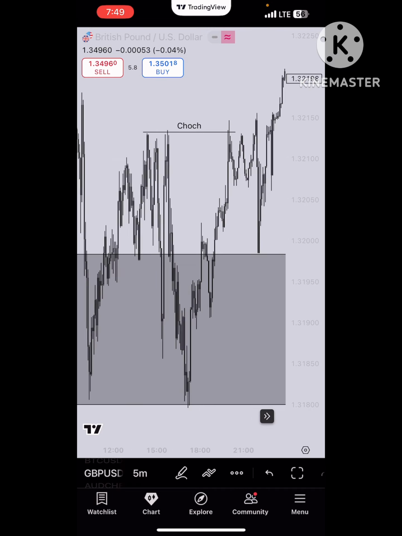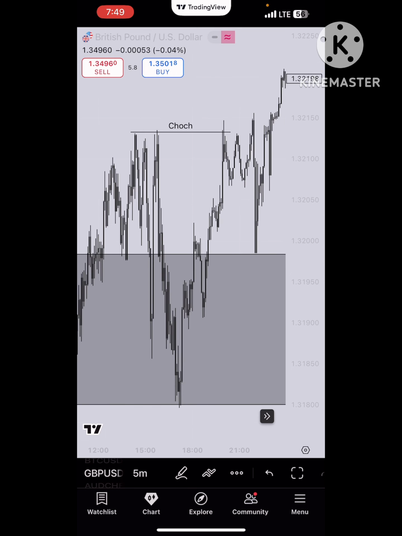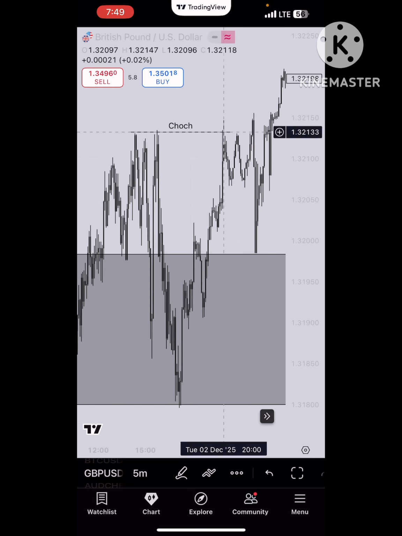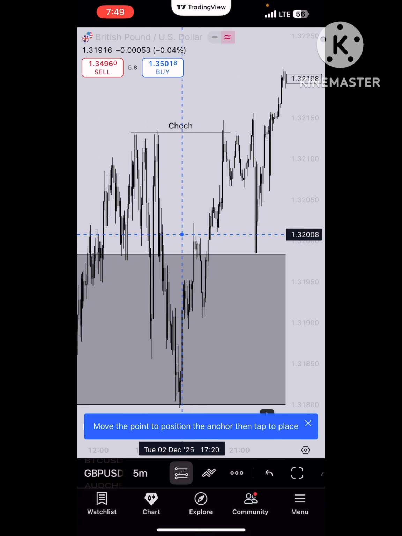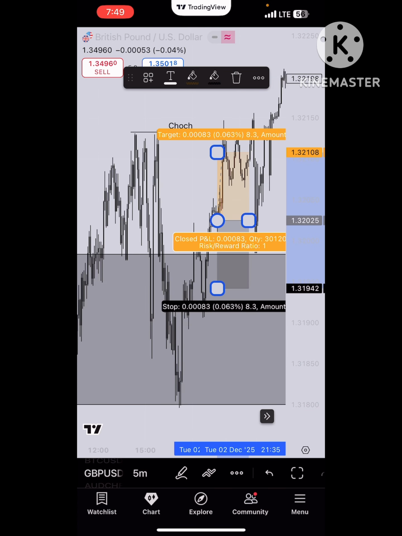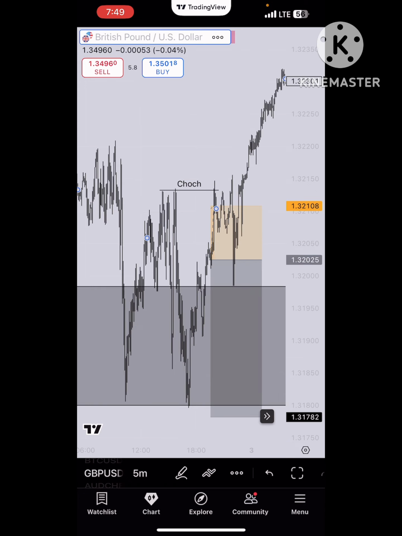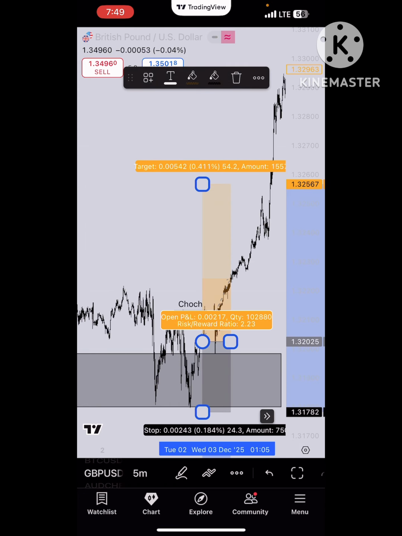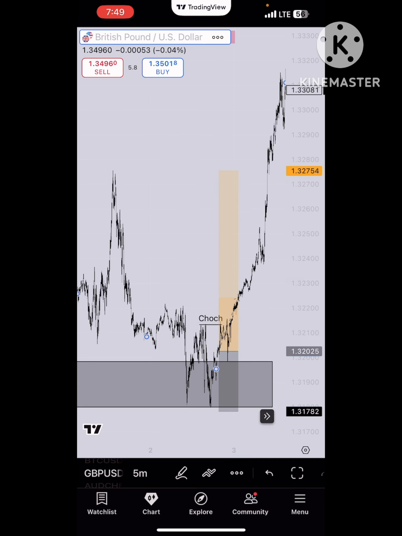So you can enter this in numerous ways. Since we have a break here, you can enter here because this is the zone that caused the break. So you can put your limit here, then SL below here, then your TP above the high here. So that's just it, 1:3, very smooth and easy.